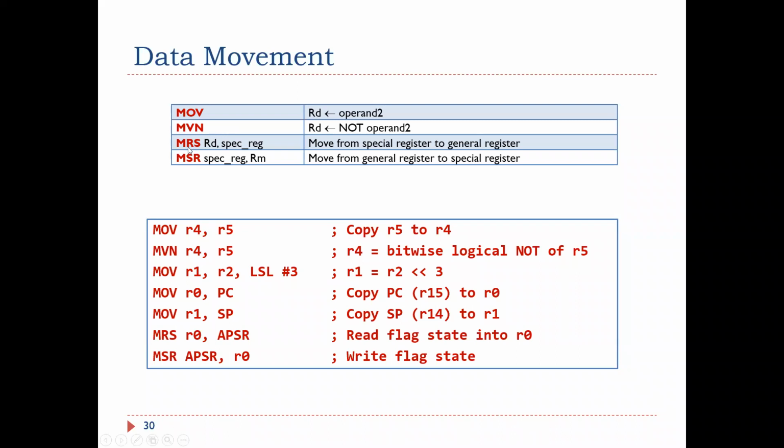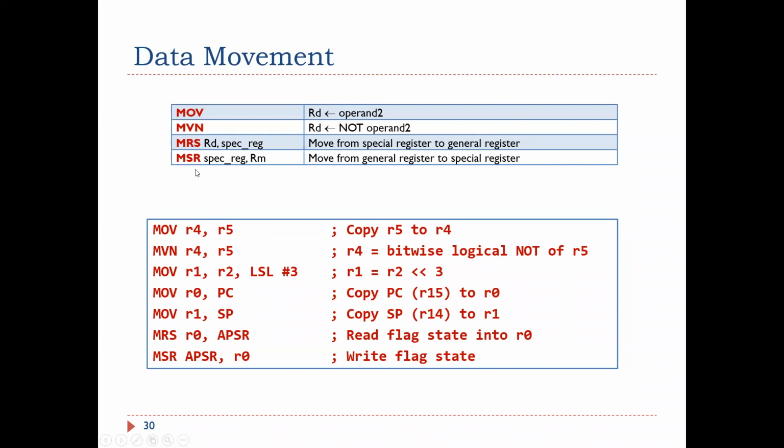And then we have MRS. We hardly use it. This instruction is used to move from a special register to a general register. What is a special register? For example, PC, SP. For these, you normally don't do it in the ordinary way; you use MRS. So MRS is used to copy a special register to a general register. Here you can see that you're copying the application program status register to R0.